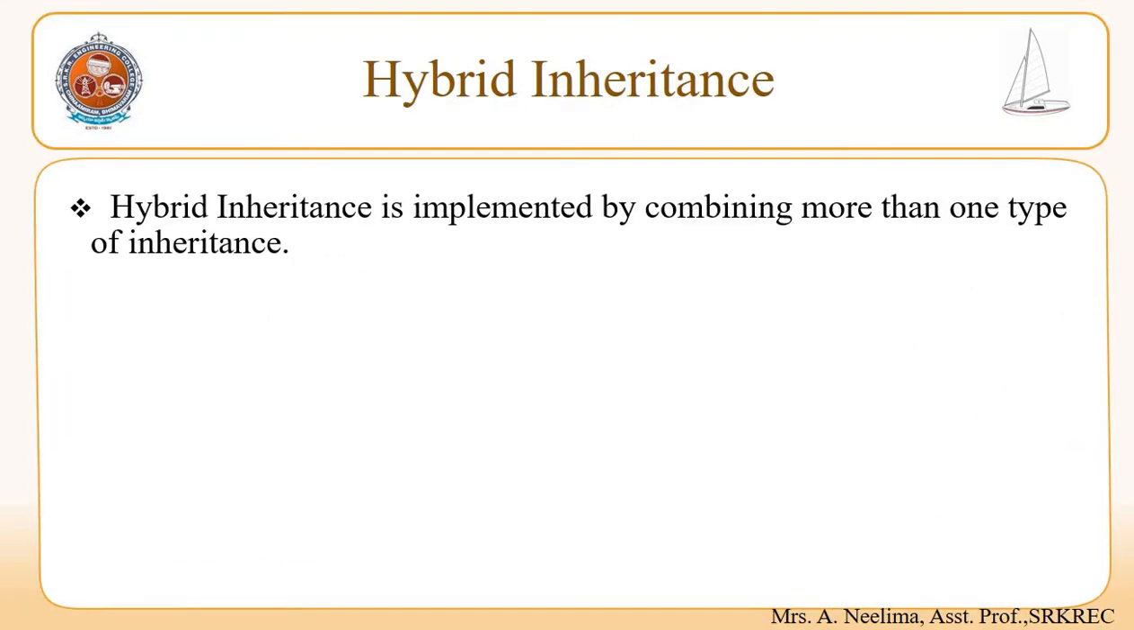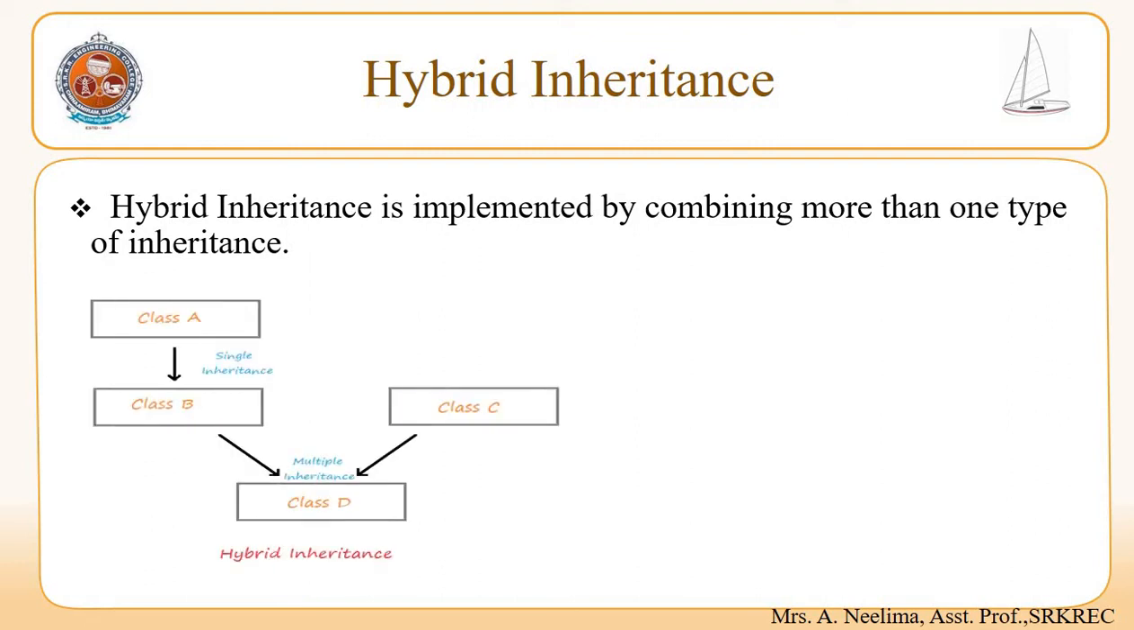Hybrid inheritance. Hybrid inheritance is implemented by combining more than one type of inheritance, for example, combining single inheritance and multiple inheritance. We already know that in single inheritance, there is only one base class and one derived class. In multiple inheritance, we have 2 base classes and 1 derived class. Combining these two forms a hybrid inheritance.